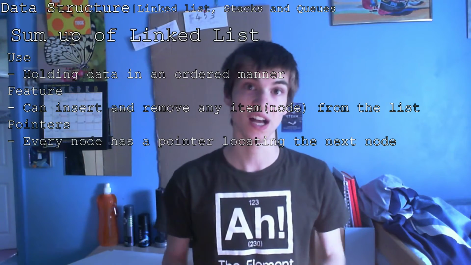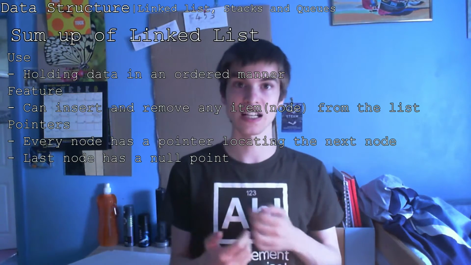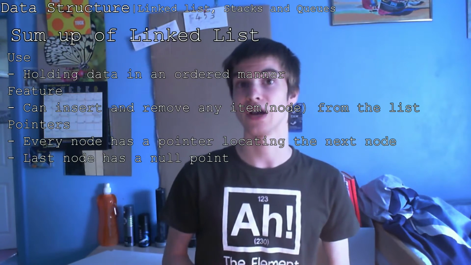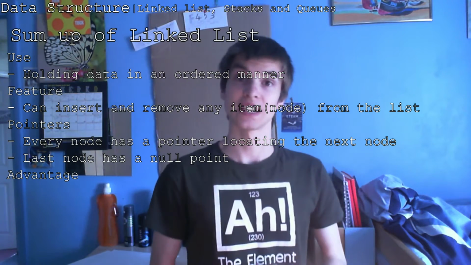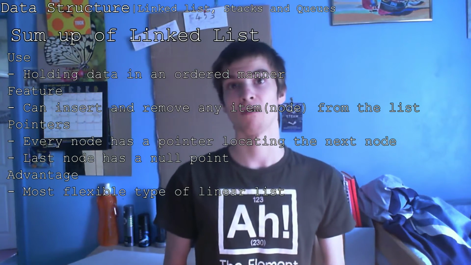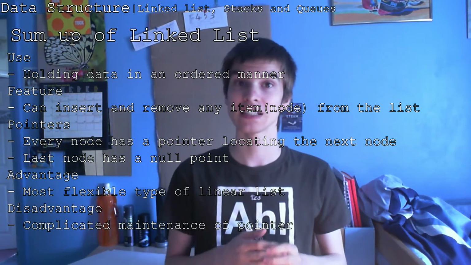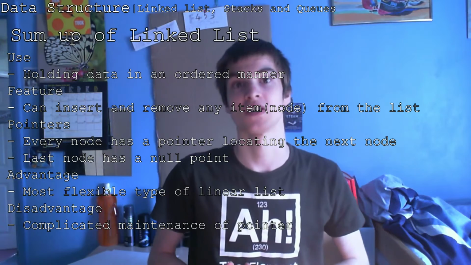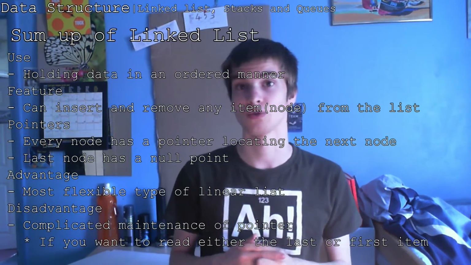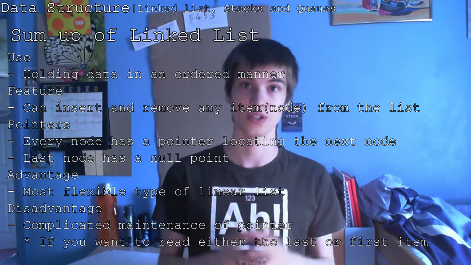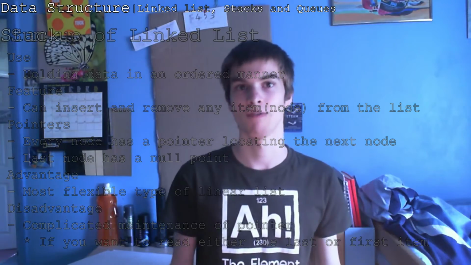The pointers: every node has a pointer located to the next node. Then the last pointer has a null pointer. An advantage is that it is the most flexible type of linear list. The disadvantage though is that it is complicated maintenance of pointers. So if you want to read either the start or the first item or node, it's complicated to maintain where the pointer is and so on.